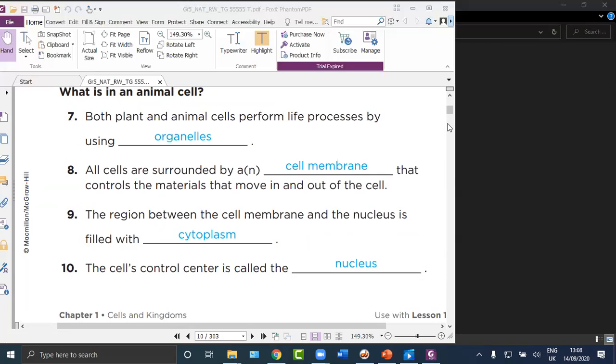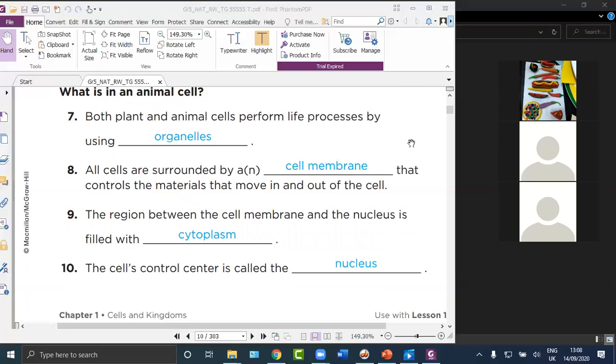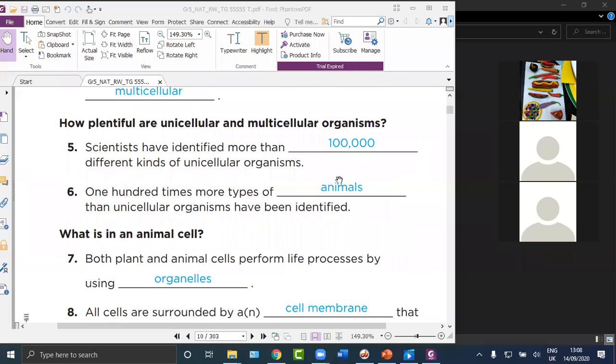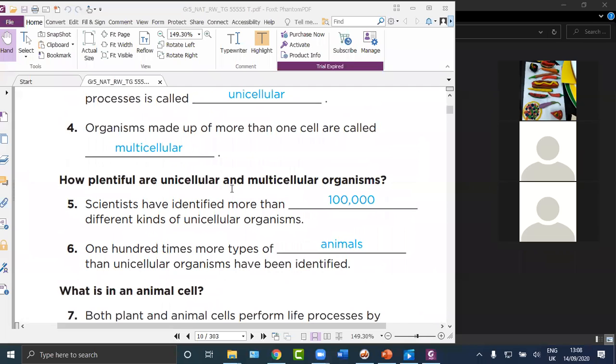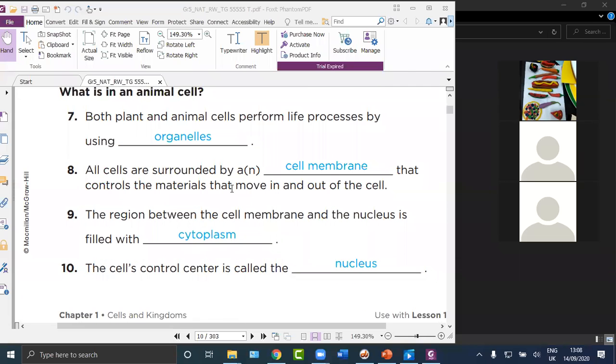Yusuf Ahmed Aglan. Yes, Mister. Read. The cell's control center is called the nucleus. Which number you read? 9. Read. The cell's control center is called the nucleus.